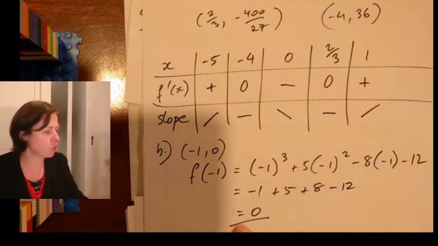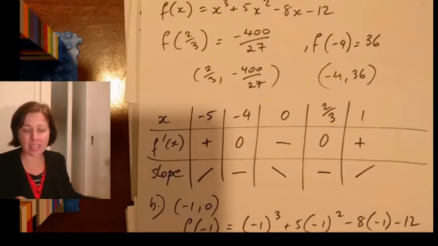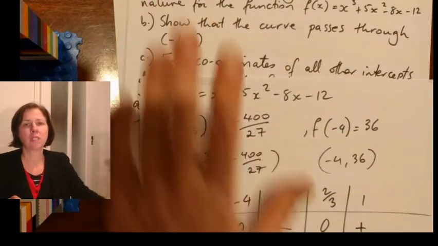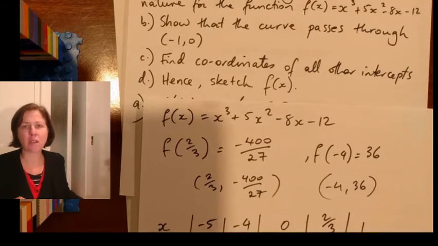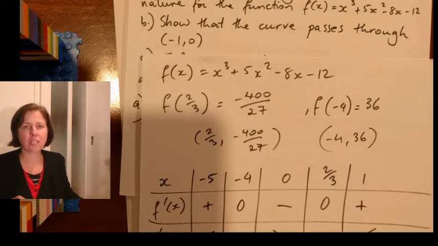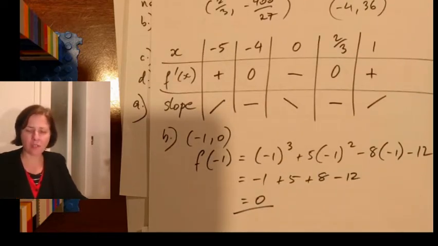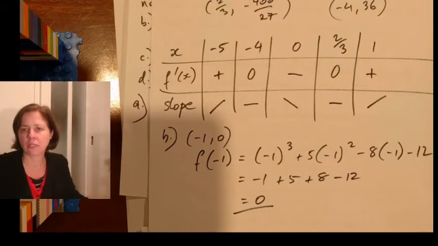And now what I can do is find the coordinates of other intercepts. That's part C. Find coordinates of all other intercepts, and then hence I'm going to sketch. So let's find the coordinates of all the other intercepts. Well, I've got 1, so there's a couple of different things that I can do to find my other intercepts. I am going to, hang on, find a new bit of paper.